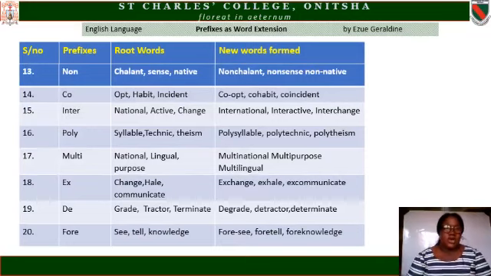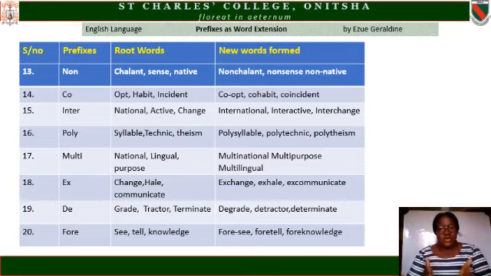Then we have non. Non also means not. So we have the root words chalant, sense, native. If we add non to these three root words, it gives us three different words altogether. If you are chalant and non is added to the word chalant, it gives us a new word which is nonchalant, which basically means not chalant.